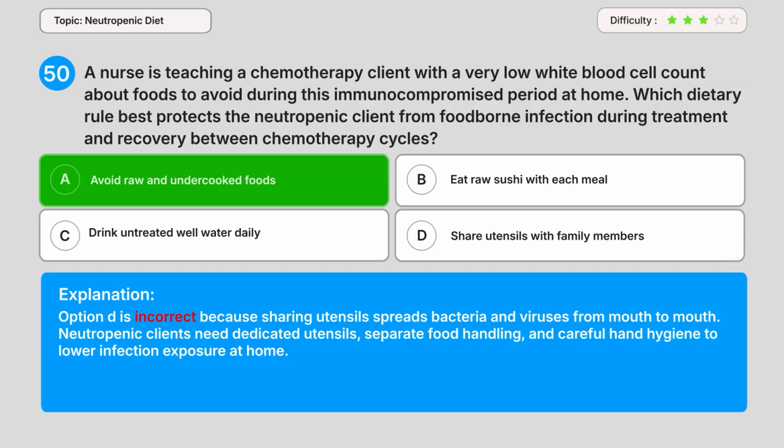Option D is incorrect because sharing utensils spreads bacteria and viruses from mouth to mouth. Neutropenic clients need dedicated utensils, separate food handling, and careful hand hygiene to lower infection exposure at home.